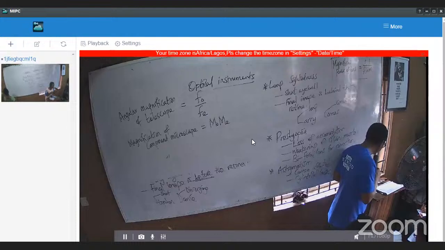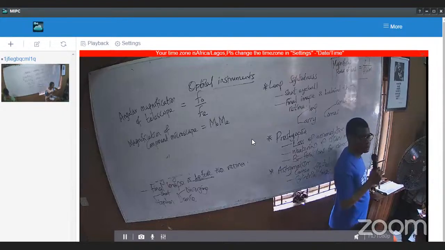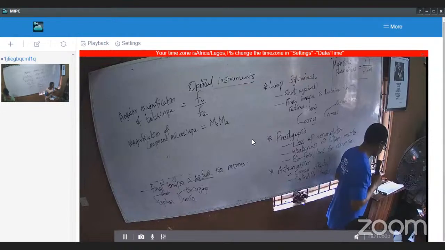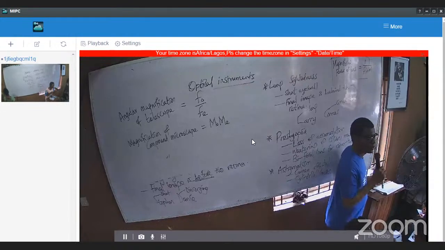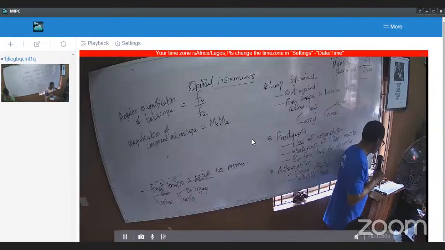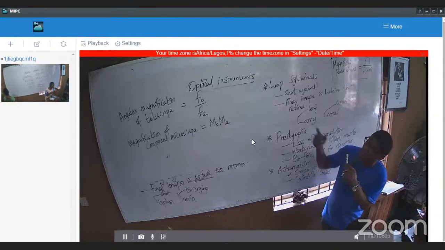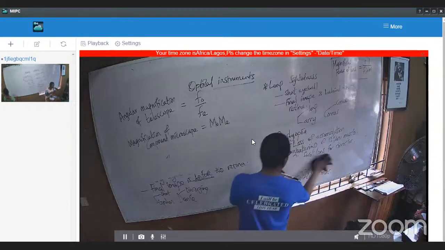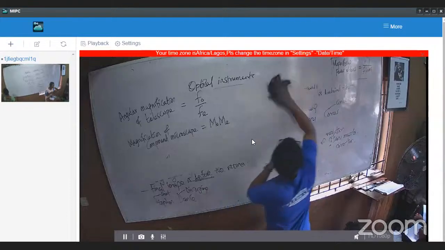when in normal adjustment. I'll give you the formula already. See it there. F naught over what? FE. Focal length of the objective over what now? Focal length of the eyepiece.